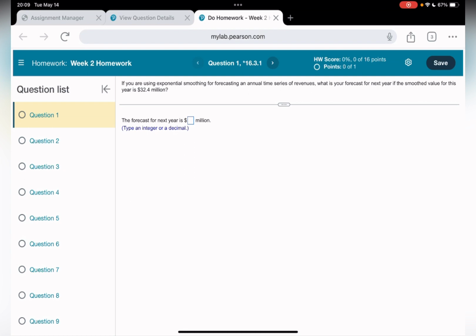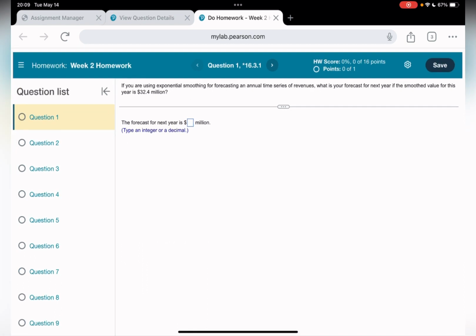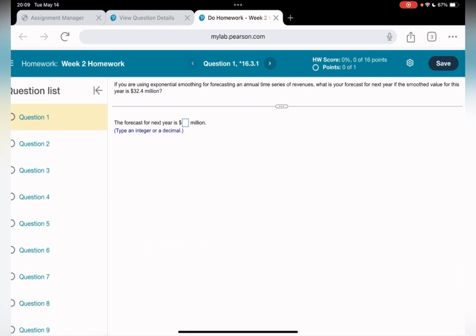Okay, let's work on homework for week 2. So let's see what we have. Question number 1. If you are using exponential smoothing for forecasting an annual time series of revenue, what is your forecast for the next year if the smoothed value for the year is 32.4?